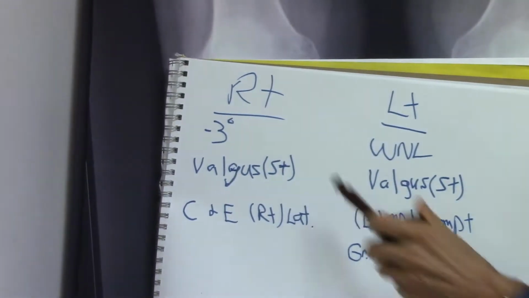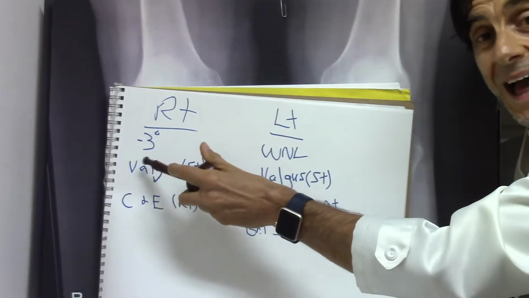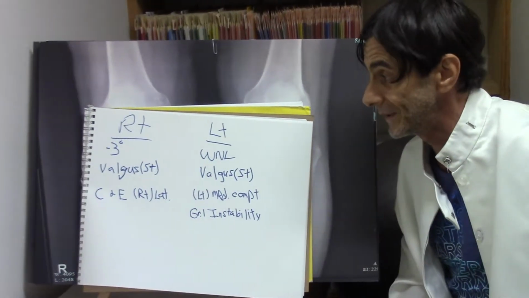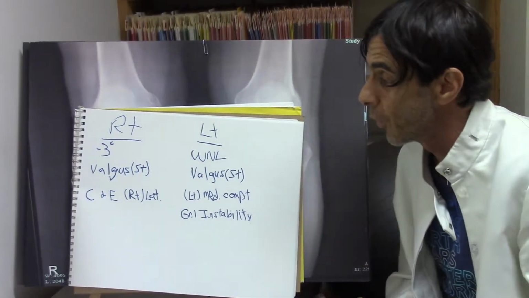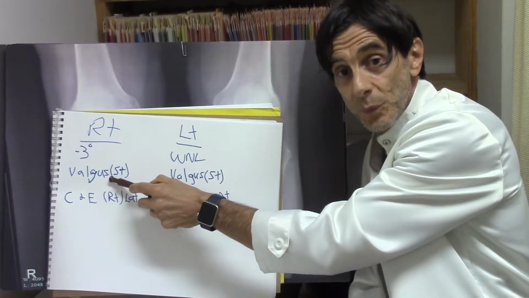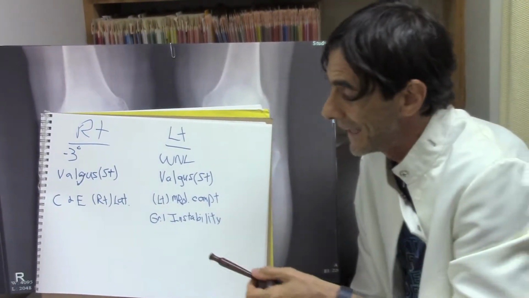Now, on the right knee, these are the findings. Her biomechanics were compromised. She had negative 3 degrees of extension. In a little while, I'm going to show you physically how I determined that, though we've done videos on this before. She was also valgus. She had valgus on the right knee, which in my interpretation was of the structural kind.